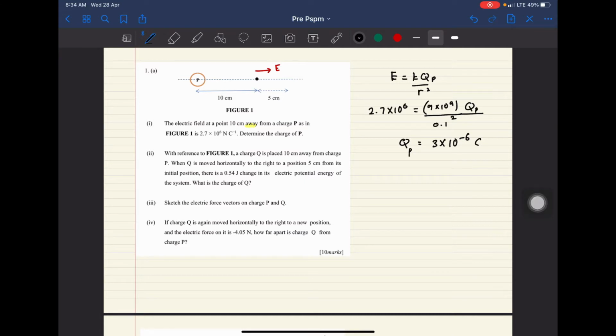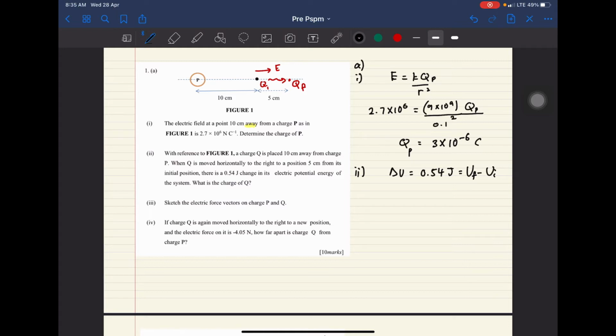Okay, the next question, so it's for A1. With reference to figure 1, a charge Q is placed 10 cm away from charge P. So now they put a Q over here. When Q is moved horizontally to the right, so Q is being moved to a position 5 cm from its initial position. So this one is Q initial position, this one is Q final position. There's 0.54 change in electric potential energy. Okay, so given that delta U, electric potential energy, is equal to 0.54 joule, which is basically U final minus U initial, what is the charge of Q? So they want to find charge Q. Just now they wanted to find charge P.